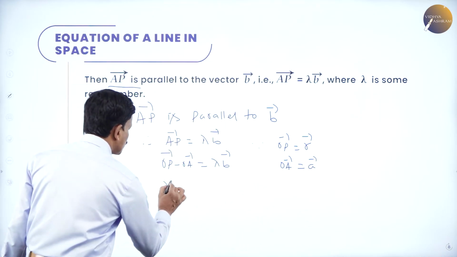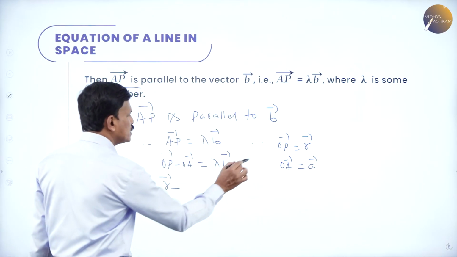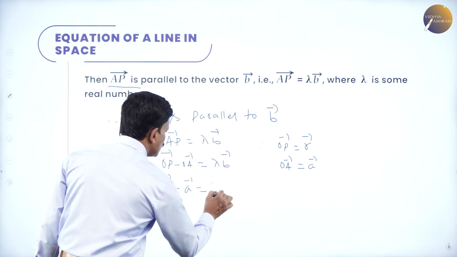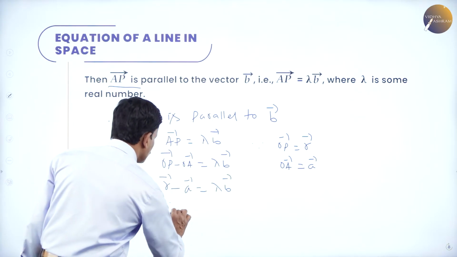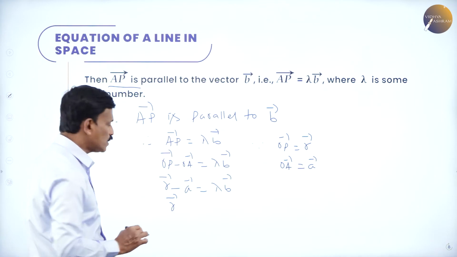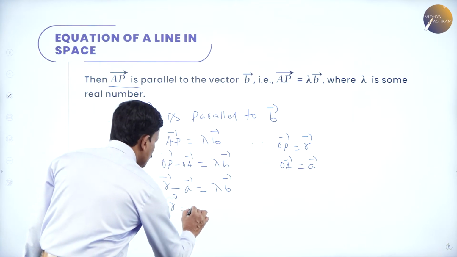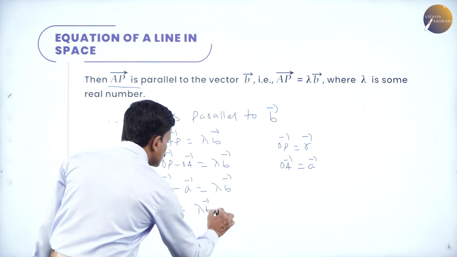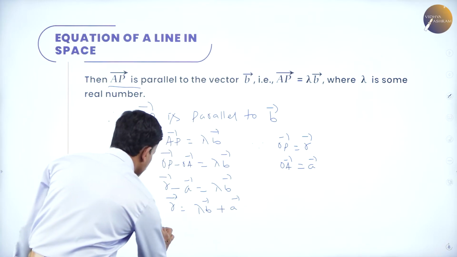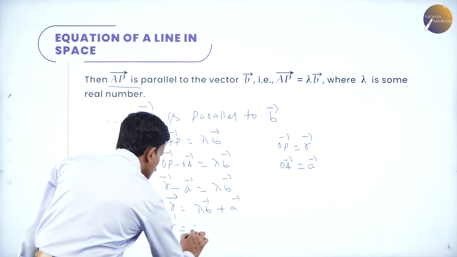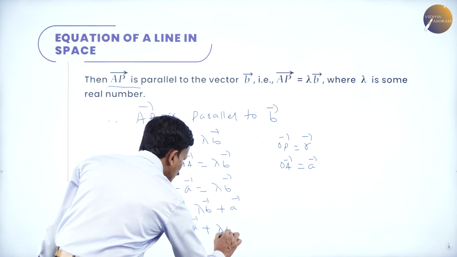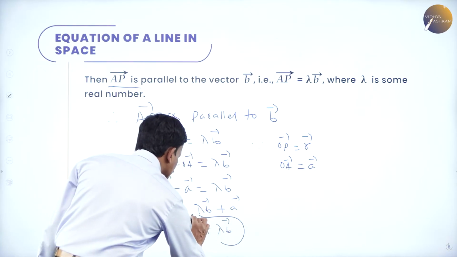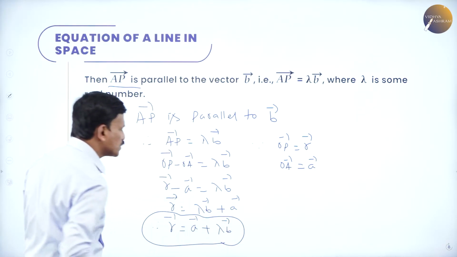Substitute the values. Vector OP, which is r, minus vector OA, which is a, is equal to lambda times b. What is required is to find r. Just keep r here itself and transfer a: minus a becomes plus a. Therefore vector r is equal to a plus lambda times b, which is the equation of the line in the vector form.